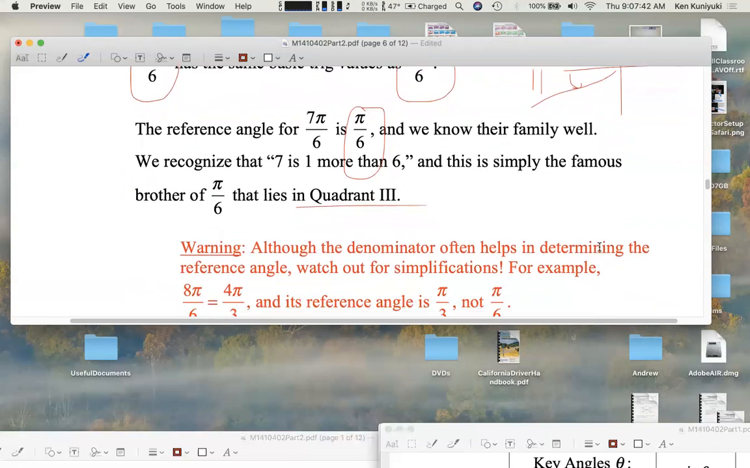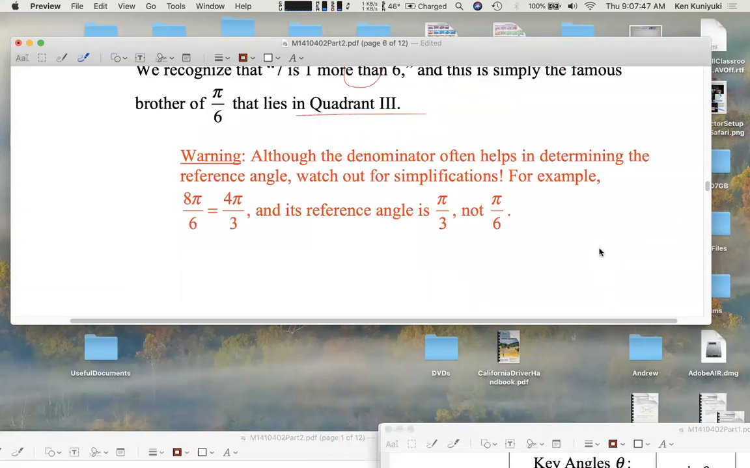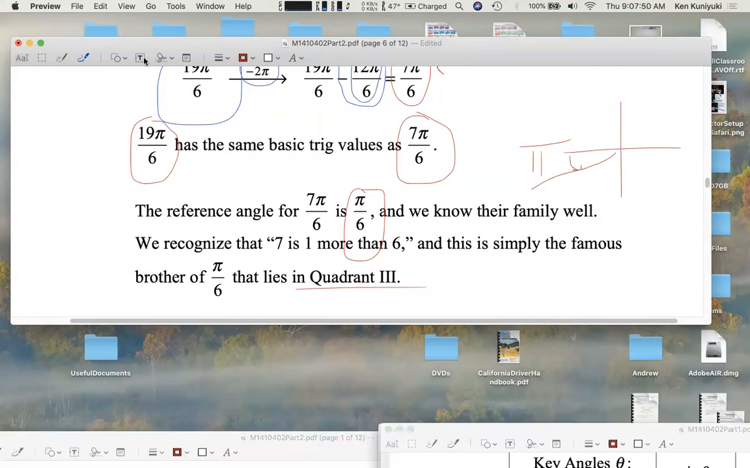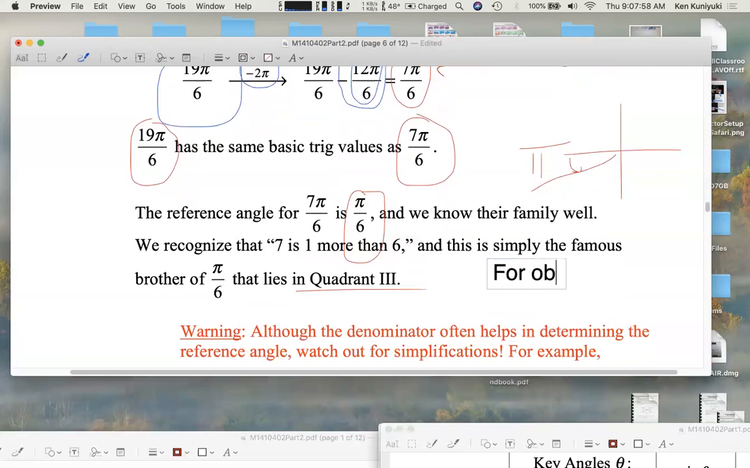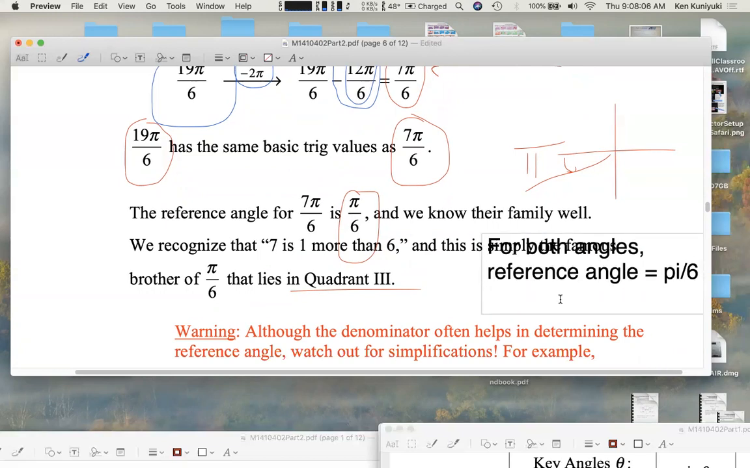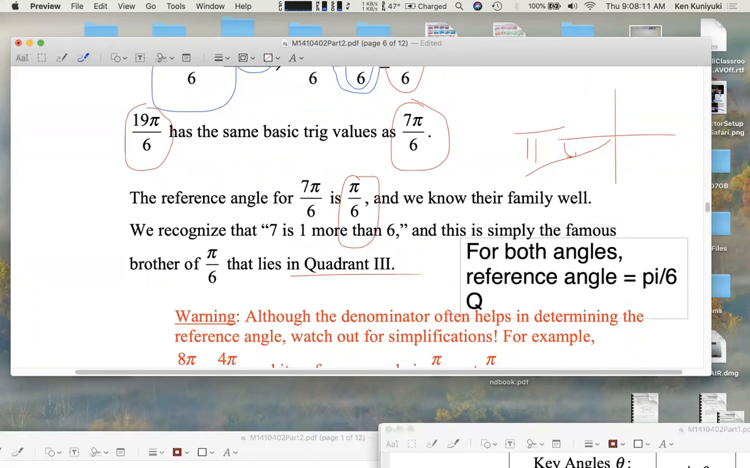So we know two key things. In fact, I'll type it out. What do we know about both of these? For both angles, what do we know? The reference angle is pi over 6, and the quadrant is quadrant 3. If you know the reference angle and the reference angle is a known special angle, hey, we're in business. We can find everything exactly.